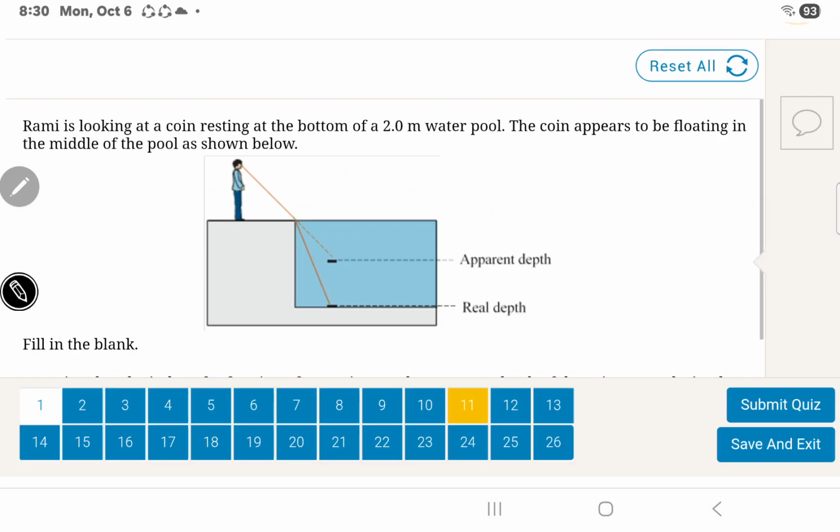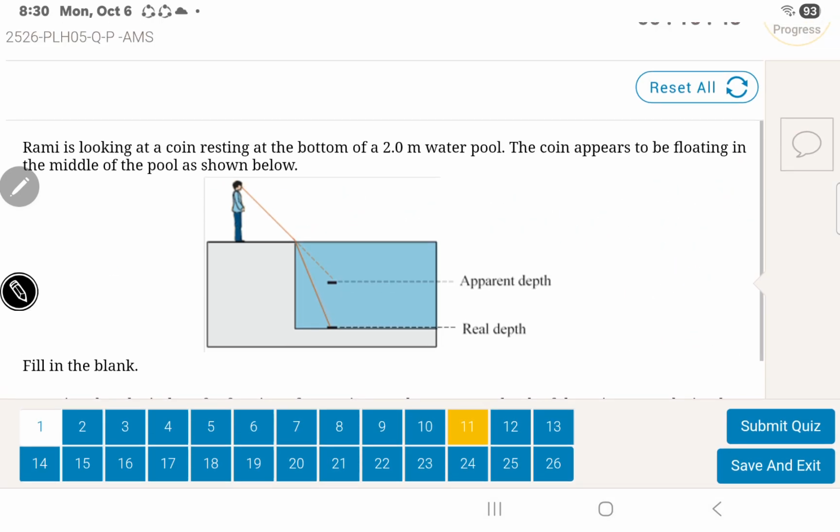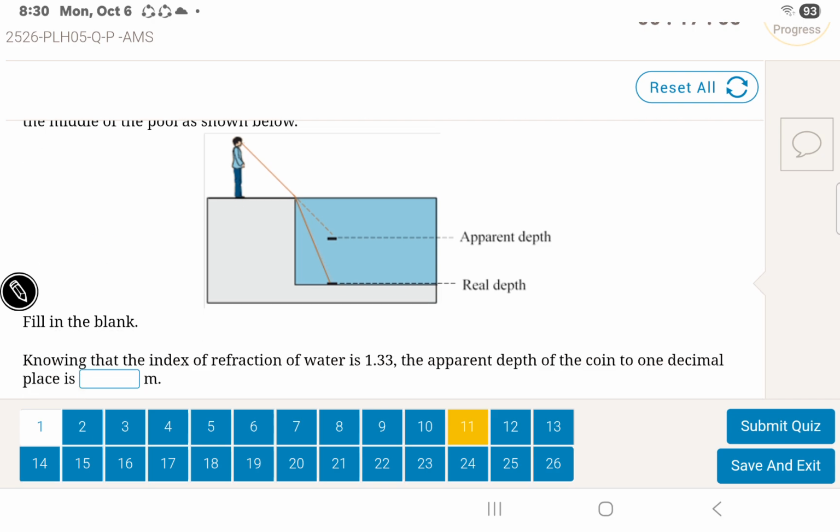Now we'll do question number 11. Rami is looking at a coin resting at the bottom of a 2 meter water pool. The coin appears to be floating in the middle of the pool as shown. Fill in the blank. Knowing that the index of refraction of water is 1.33, the apparent depth of the coin to 1 decimal place is.